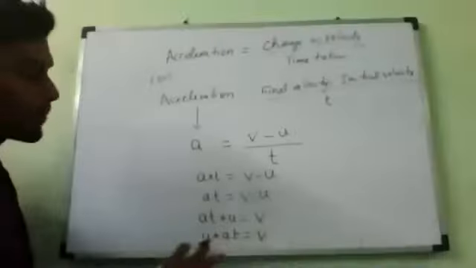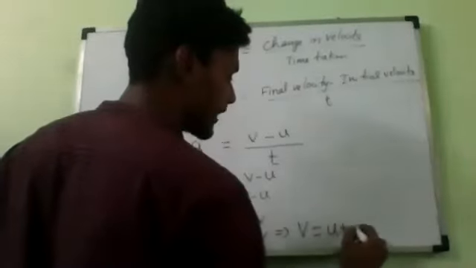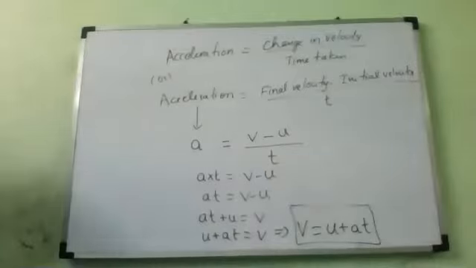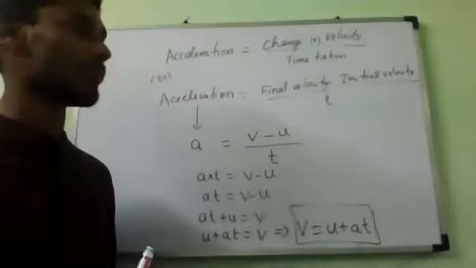Is it right or wrong? U plus AT, right, sir. Now just rearrange it: V is equal to U plus AT. So this is our first equation. Have you got the equation or not? Yes, sir. We can derive the mathematical equation of the first one like this.